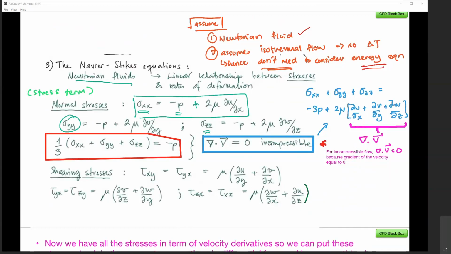Okay. If we combine all this together, if you sum up sigma xx, sigma yy, and sigma zz over here, you are going to get 3p and then the term of 2 mu du dx, and all the forms of dy and dz. But it can be simplified by writing the following terms. Remember it should be negative 3p, but if you divide by 3 over here, you're going to get 1 over 3 on the left side.